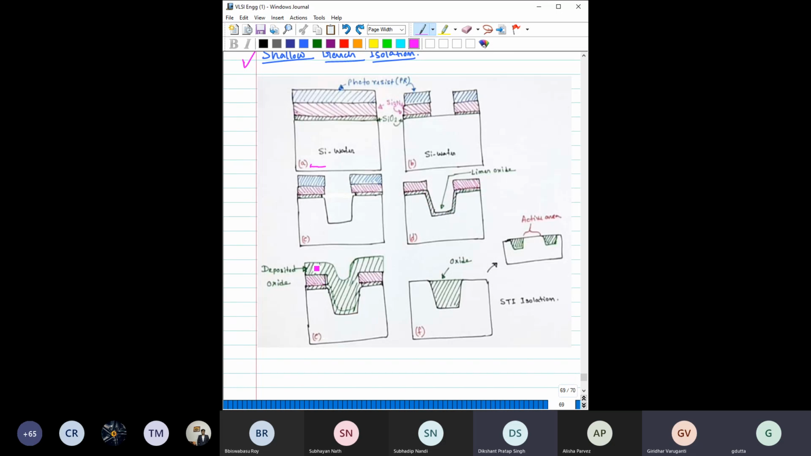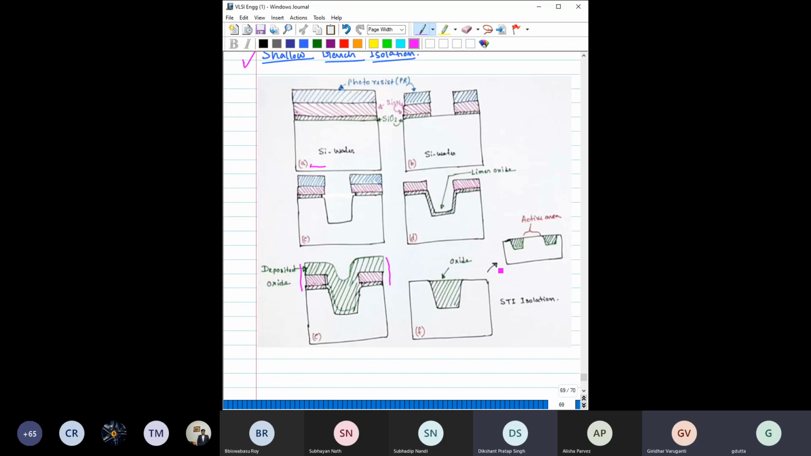After that, you deposit a thick oxide. So you can see this trench is now totally filled up with oxide. And then you do one CMP, chemical mechanical polishing. That means just do a type of grinding from the top and remove this much region. If you remove this much region from the top entirely by this CMP process, then you will end up with this type of structure.